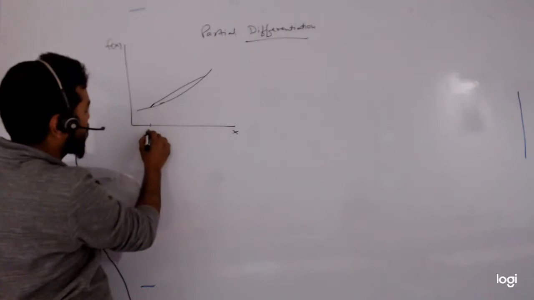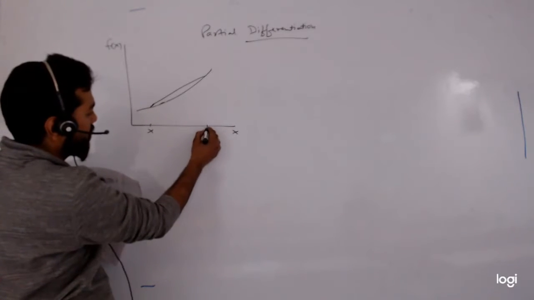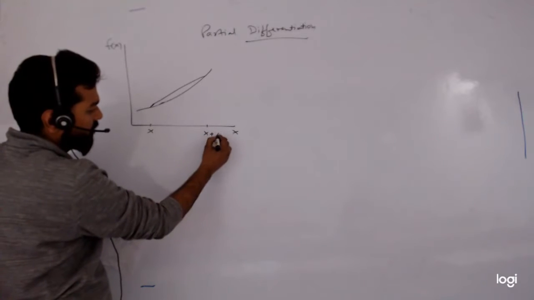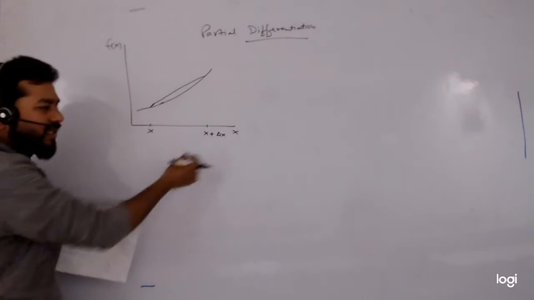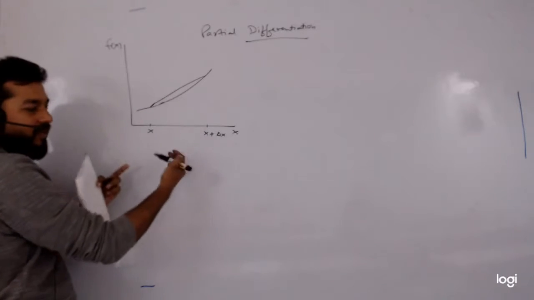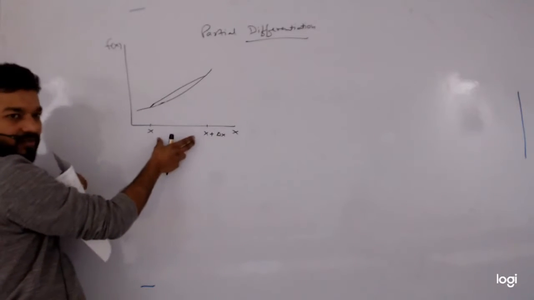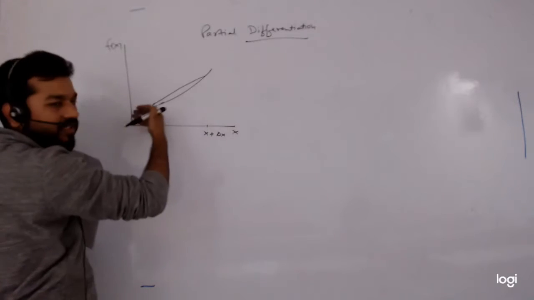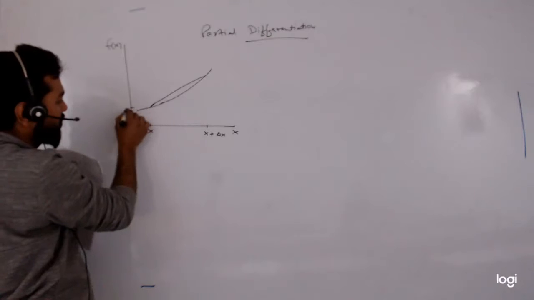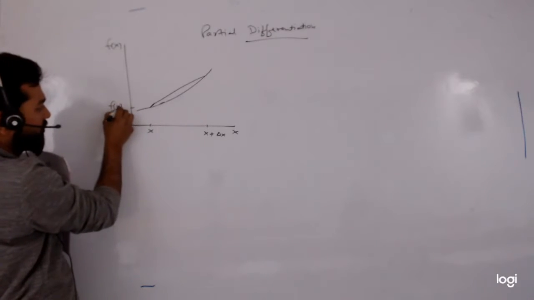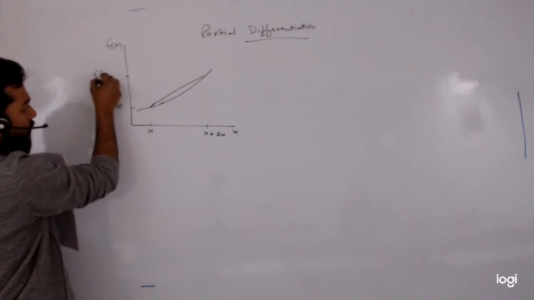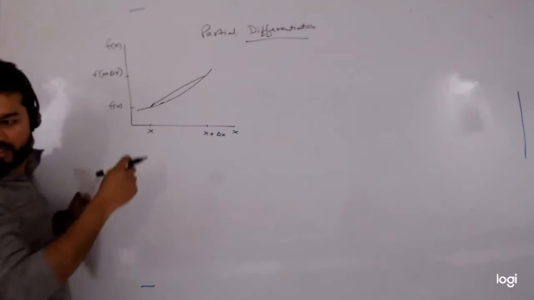Okay, so we have this point x here, and we have this point x plus delta x. Delta x should be very small, but to make it understandable we zoom in. Then we have a secant cutting this curve at this point. So this would be f of x, and this would be f of x plus delta x.